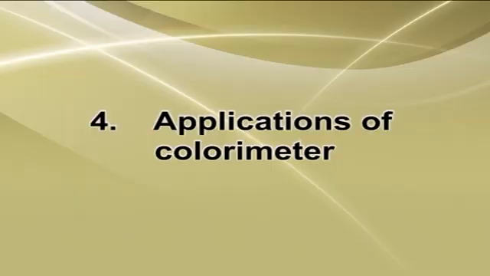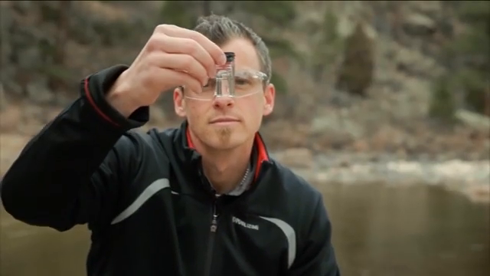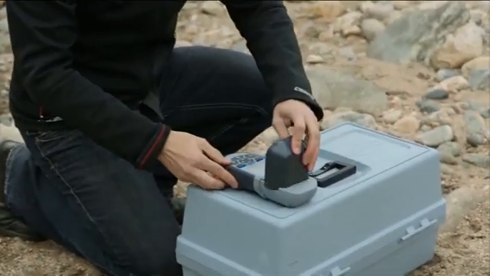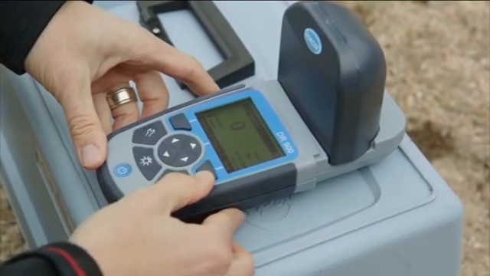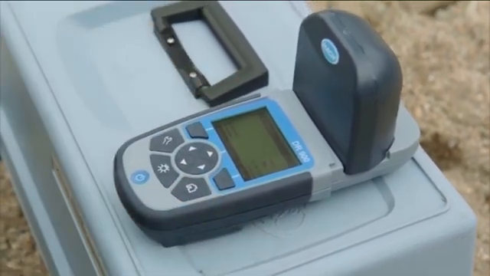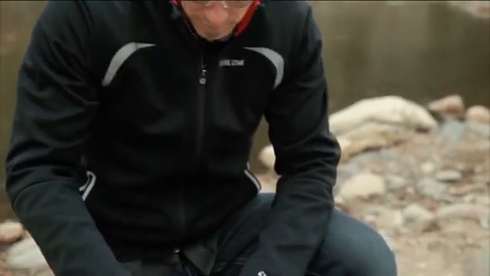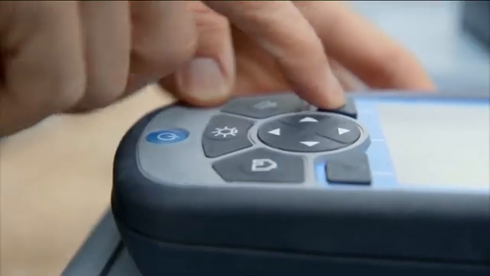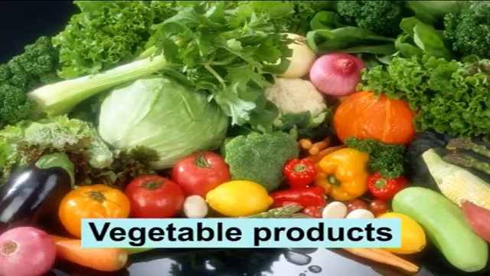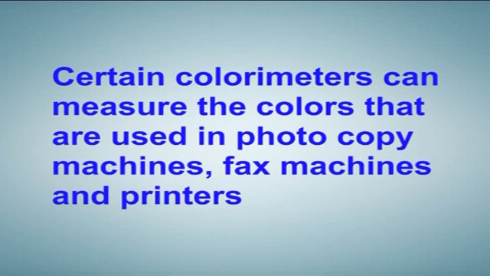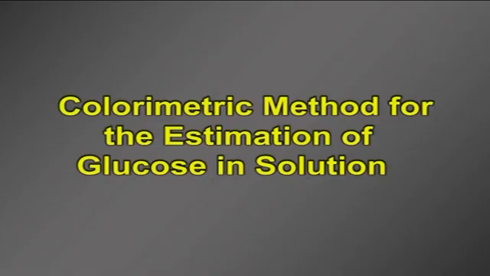Application of colorimeter. Colorimeters are widely used to monitor the growth of bacterial or yeast cultures. They provide reliable and highly accurate results when used for the assessment of color in bird plumage. They are used to monitor the color in various foods and beverages, including vegetable products and sugar. Certain colorimeters can measure the colors that are used in photocopy machines, fax machines and printers.